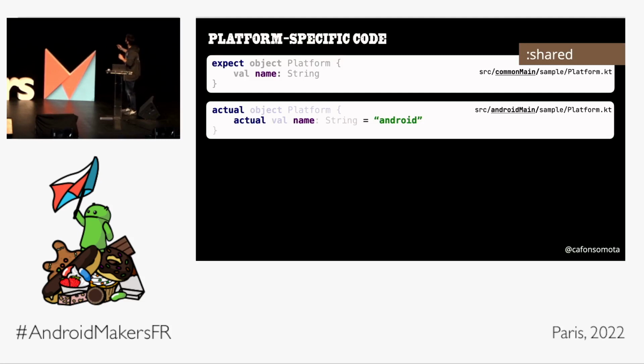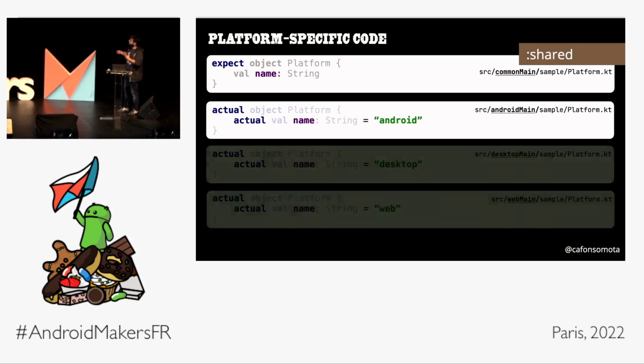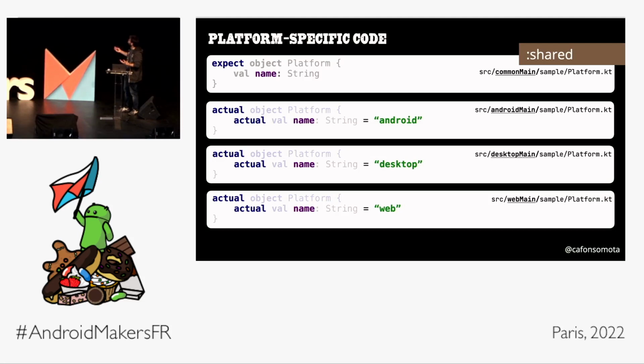And the really cool thing here is that if you look at this, you're going to see that all your shared code is inside a folder called common. And every time that you want to move to platform-specific code, you're going to go to Android main, or iOS main, or desktop main, or web main, and you get the point. So this is how you define platform-specific code.